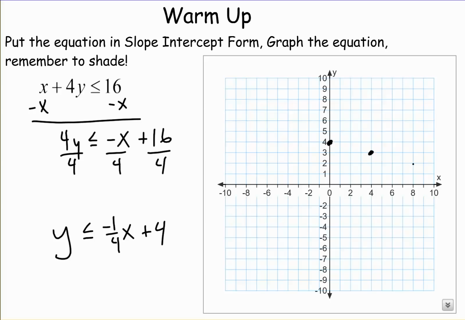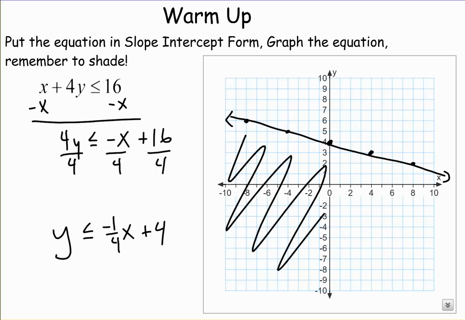Slope is negative 1/4. Down 1 over 4. Up 1 and left 4. We have the equal symbol, so we're going to use a solid line, and we're shading on bottom because y is less than. So that's our graph.